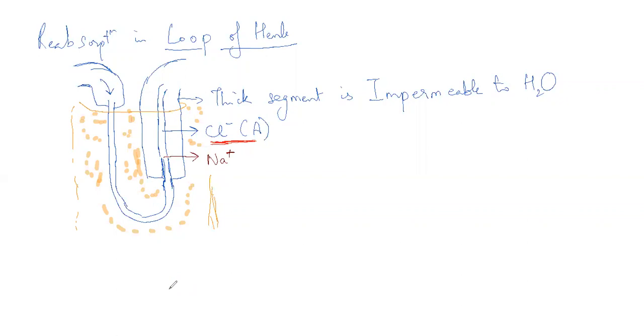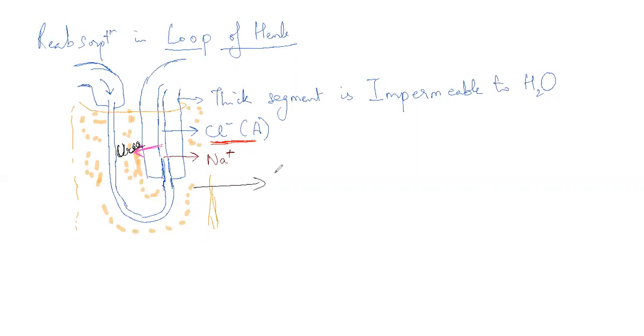This region, the ascending limb, also releases urea to the outside. इसमें से और क्या निकलता है? यूरिया भी निकलता होता है. यहां से यूरिया भी निकल रहा है. NaCl और यूरिया इस एरिया को कंसंट्रेट कर देते हैं.